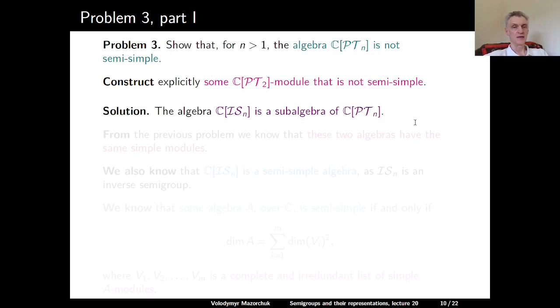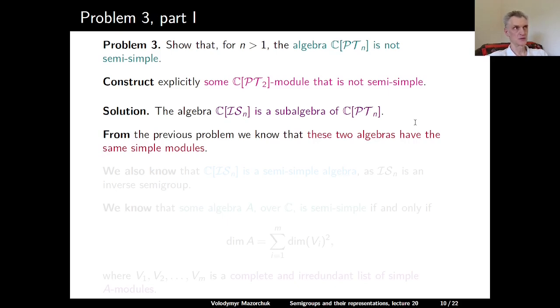Solution. The complex semigroup algebra of ISN is a subalgebra of the complex semigroup algebra of Ptn. That's because ISN is a submonoid of Ptn. And from the previous problem, we know that these two algebras have the same simple modules. The simple modules are the same, just we have the structure as ISN module or as Ptn module. We also know that the complex semigroup algebra of ISN is a semi-simple algebra because ISN is an inverse semigroup, and so its complex semigroup algebra is semi-simple.